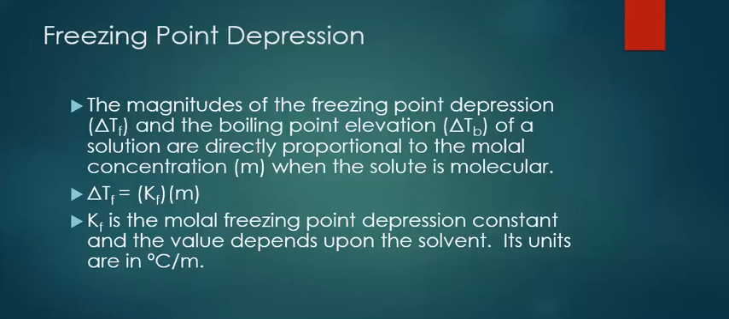We're now going to look at problems involving the colligative properties, freezing point depression and boiling point elevation. For freezing point depression, our equation looks like this: delta TF equals KF times M. The delta T means the change in temperature of the freezing point. KF is a constant, and so I will give you the value for KF, and M is the molality.